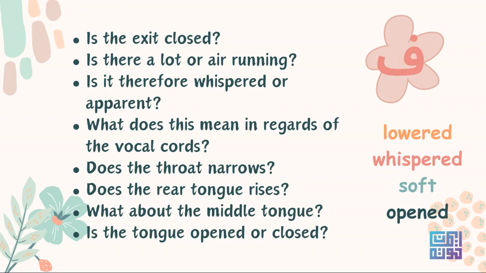It's not closed. Why? Because there's also a lot of air running. F, with this letter, there's a lot of air running. So is it therefore whispered or apparent? Of course it's whispered, because there's a lot of air. So what does this mean? What does it mean that it's whispered and not apparent in regards to the vocal cords? It means that the vocal cords do not vibrate when we pronounce the fa.